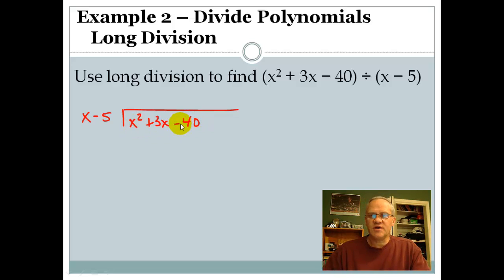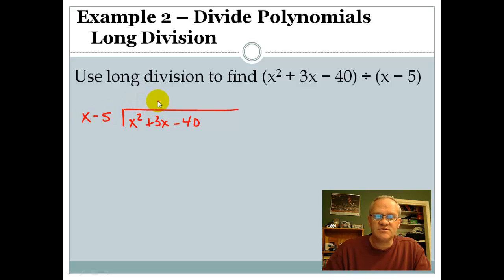Okay, and so we're going to follow that same procedure that we did before, but we do have this x minus 5 out here, so it makes it a little bit trickier. But basically here's what we're going to do. I'm going to say, okay, I want this x to go into x squared, so what do I have to do? x times what will give me x squared? Well, x times x will give me x squared, right?